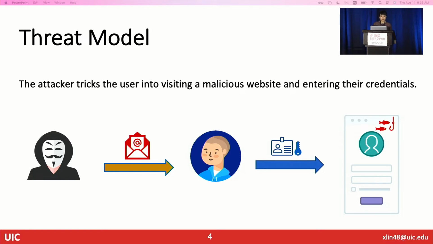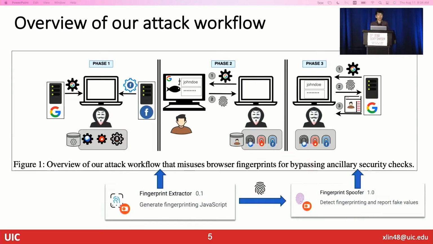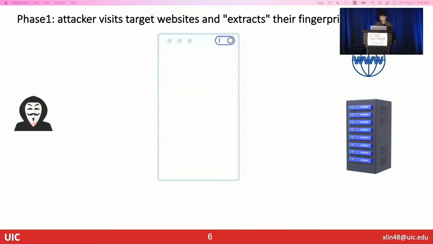In our threat model, we assume that the attacker is able to trick the user into visiting a malicious website and entering their credentials. Here is an overview of our attack workflow. There are 3 phases, and we developed 2 extensions to perform this attack. Next, I will introduce each phase and our extensions.